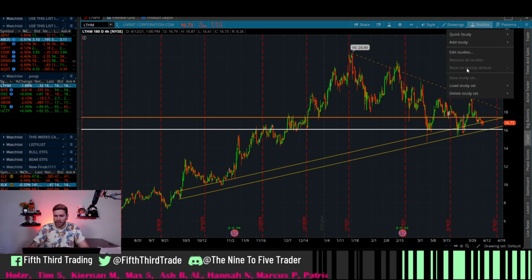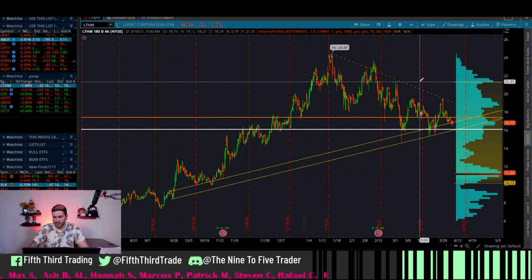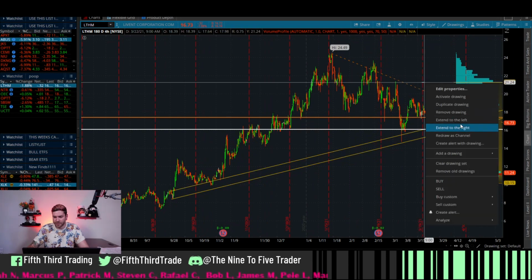And then we can always look at our volume profile, VP is what I call it. We have volume above us. That's always a good sign. Long term, we have volume above us, looking really nice and juicy.